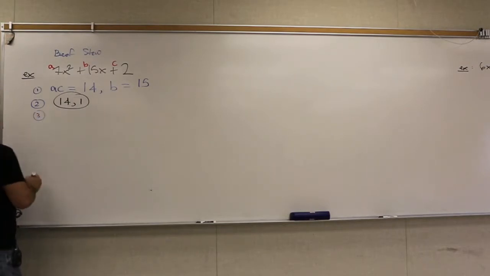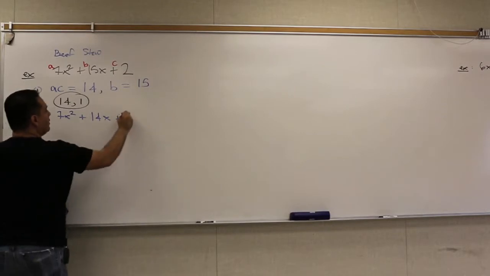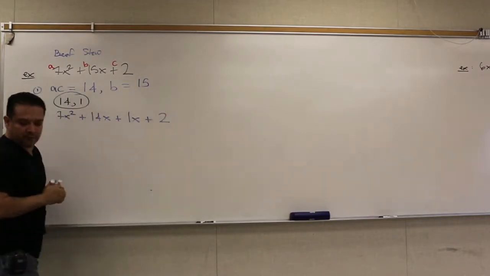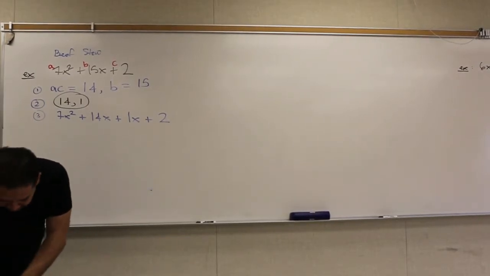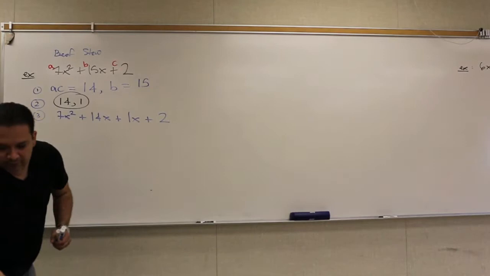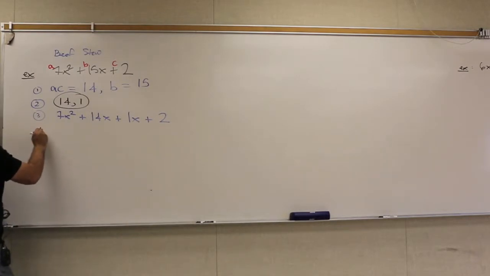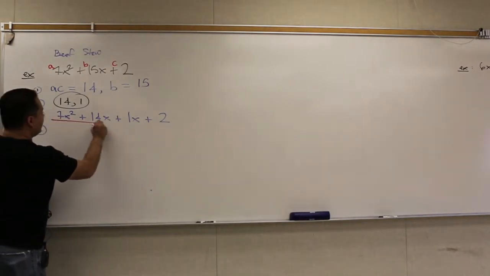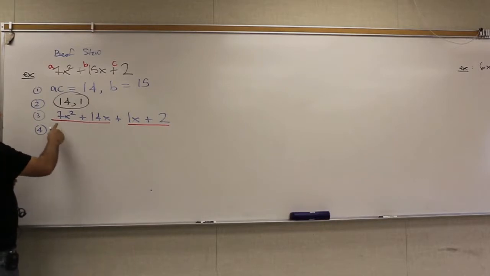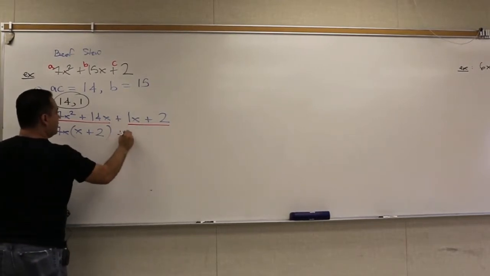Step number 3, rewrite step. 7x squared plus 14x plus 1x plus 2. Okay? So step number 3, or no, we're on 4 now, right? Step 4, factor by grouping. Group the first 2, group the last 2. So greatest common factor is 7x squared plus 14x. Is that 7x? What's your quotient going to be? x plus 2. Greatest common factor, 1x and 2. Plus 1. What's the quotient?